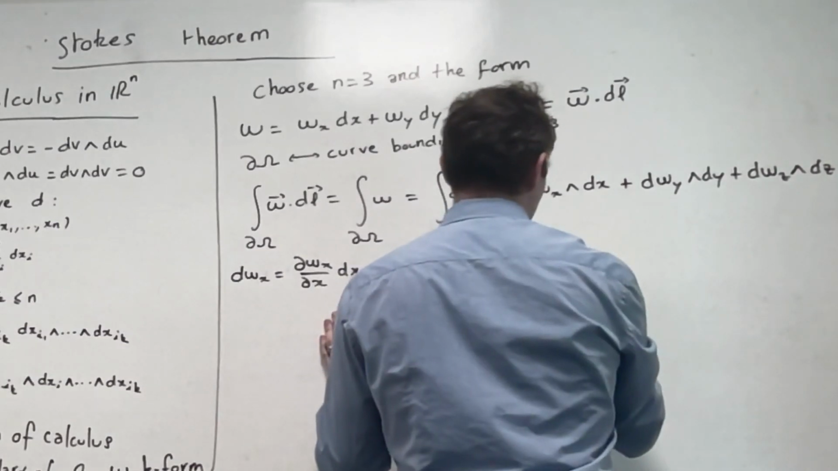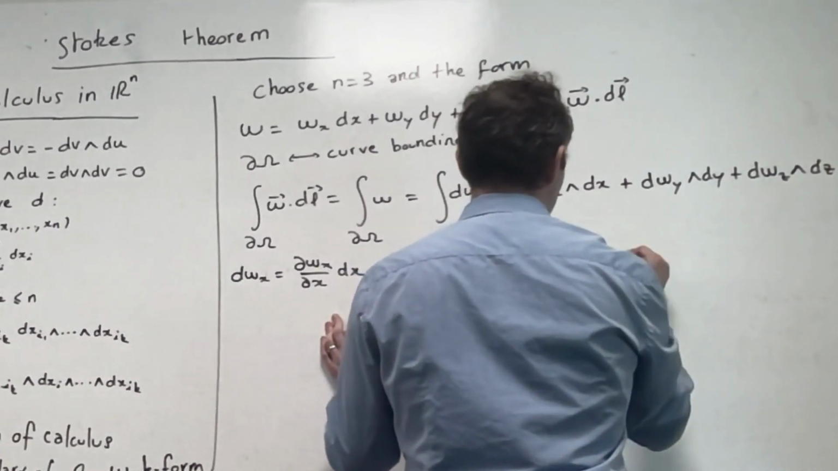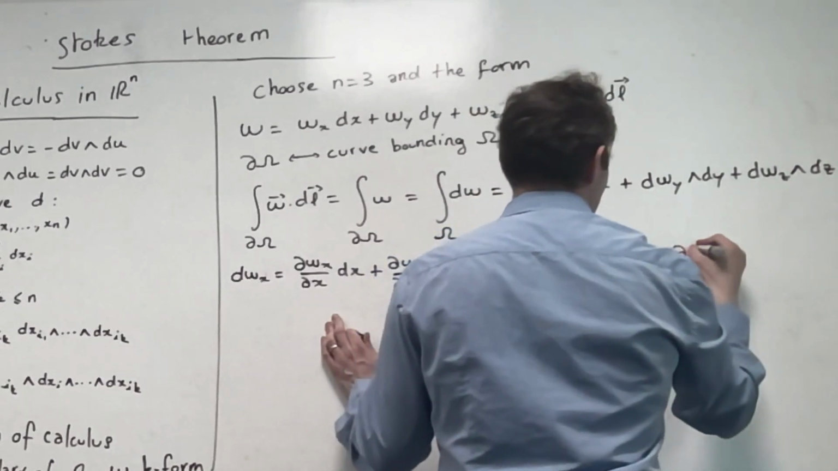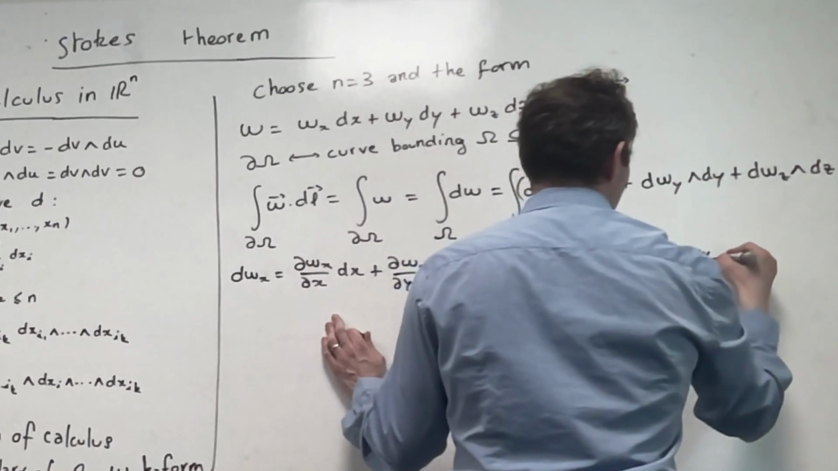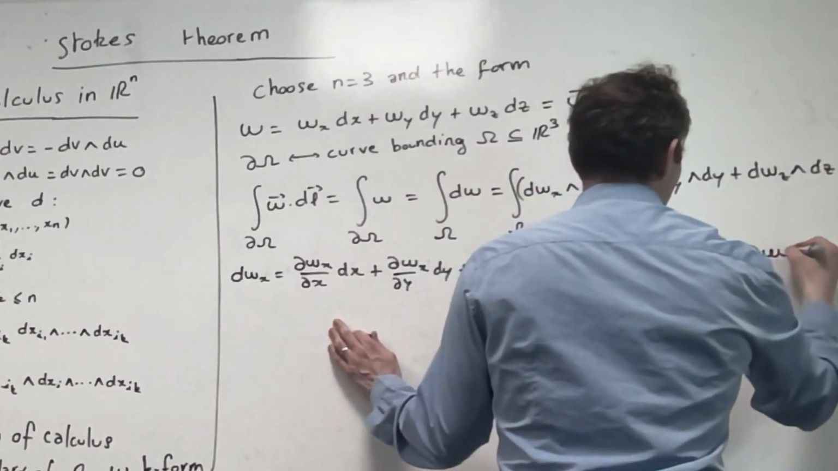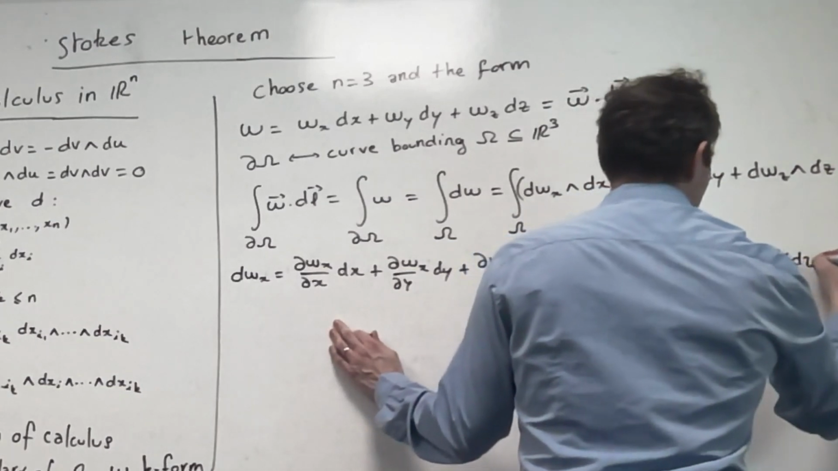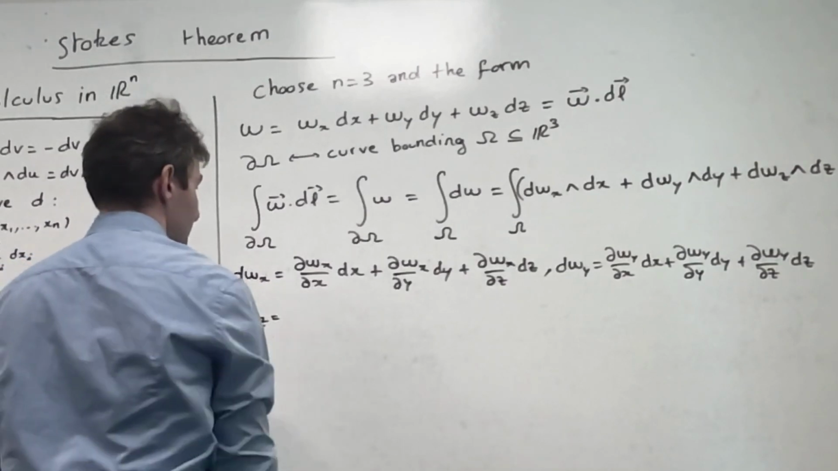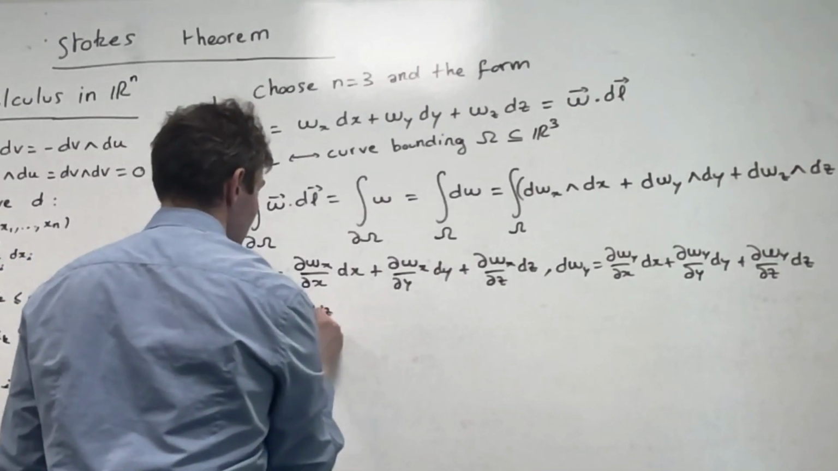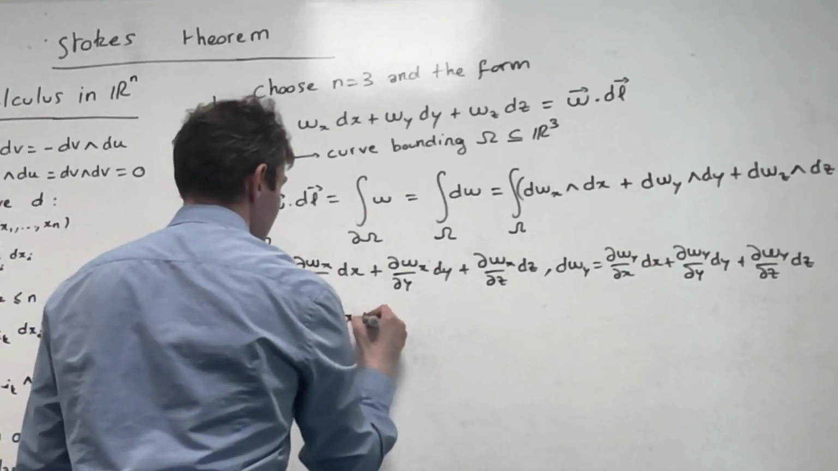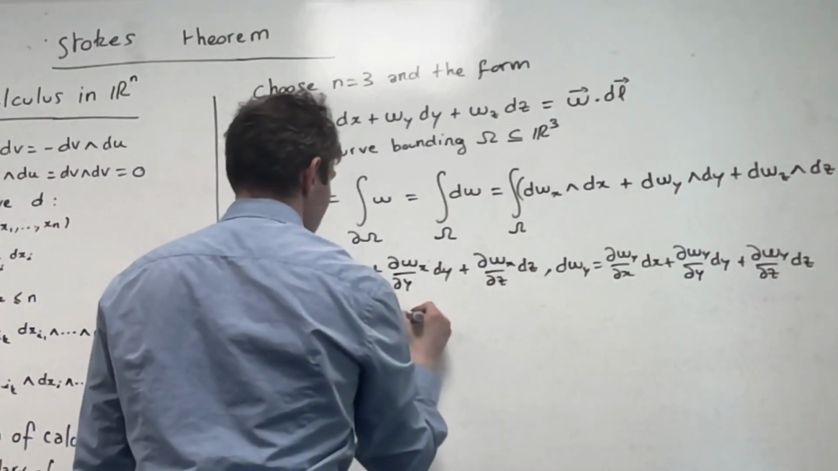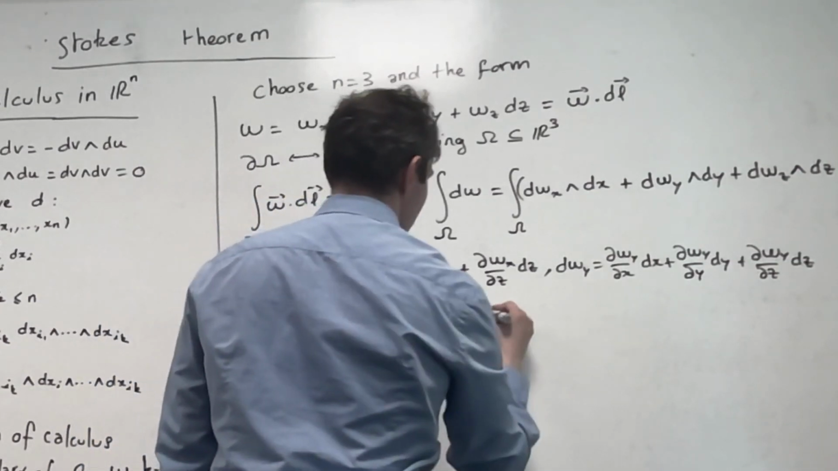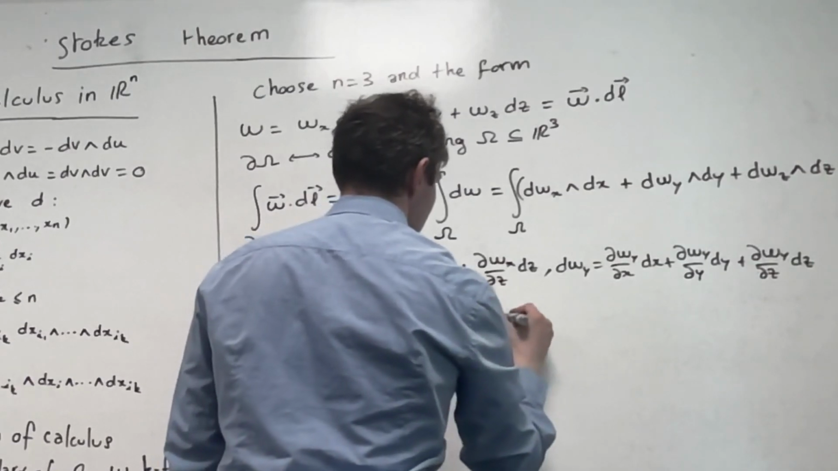So I've got dωy is equal to ∂ωy/∂x dx plus ∂ωy/∂y dy plus ∂ωy/∂z dz. And finally, I've got dωz is equal to ∂ωz/∂x dx plus ∂ωz/∂y dy plus ∂ωz/∂z dz.